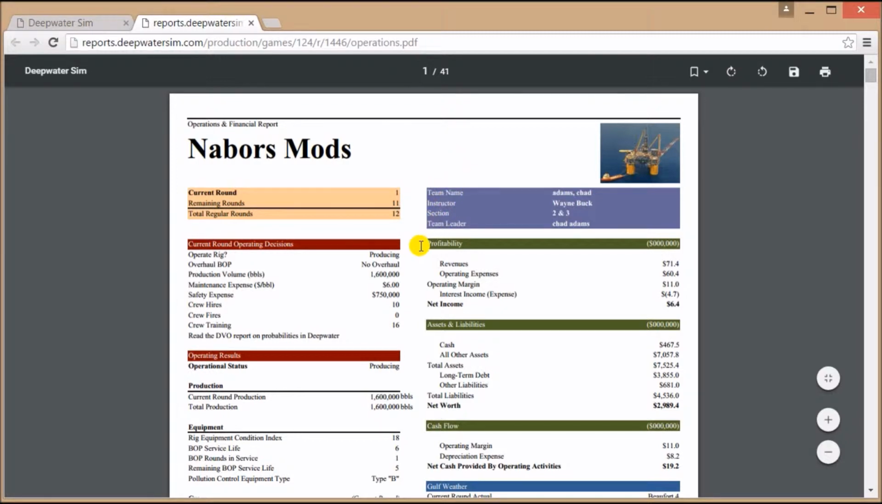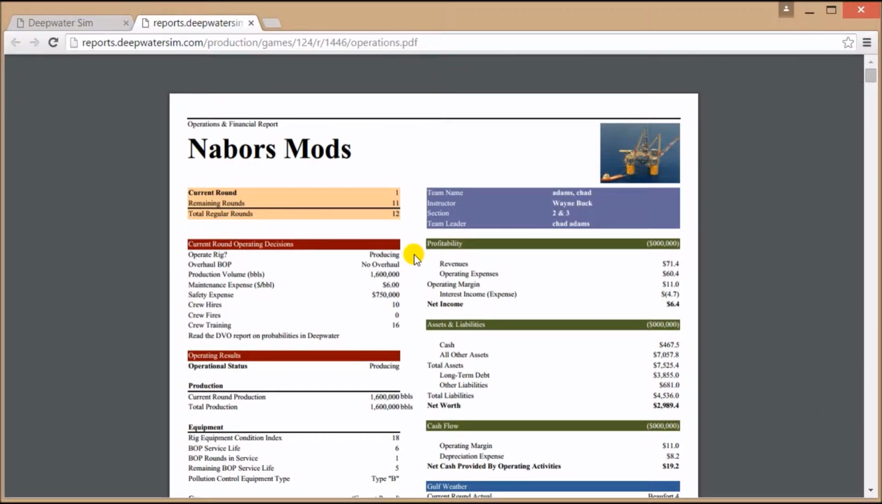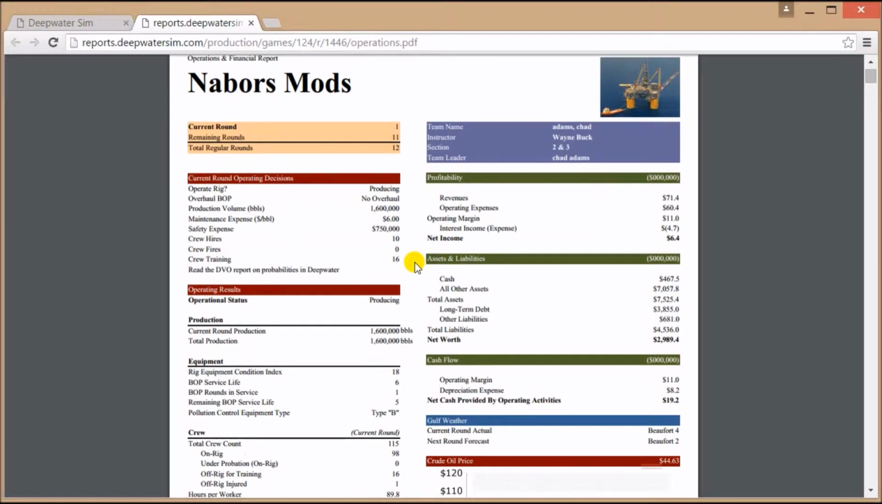However, the students only see the report page that's appropriate for them. So here on this first page, if Chad Adams opens up the operations report for round one, he will see this page only. He will not see the reports on any other team, on any of his competitors. So that's the big difference between the instructor's operations report, which is complete and includes information on every team, and the team's operations report, where they only see their own information.